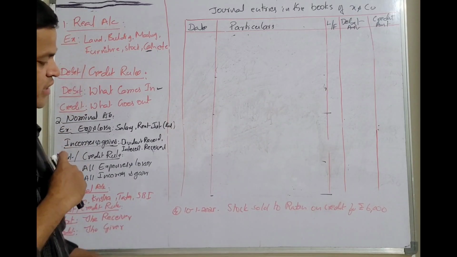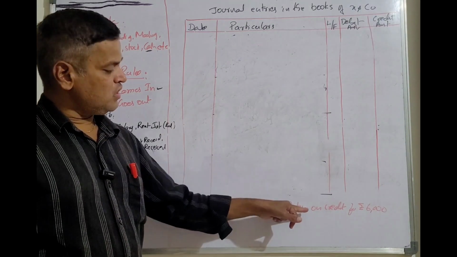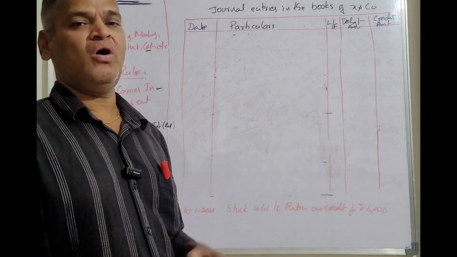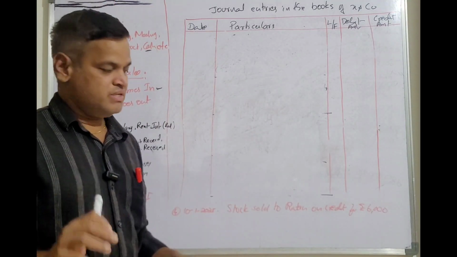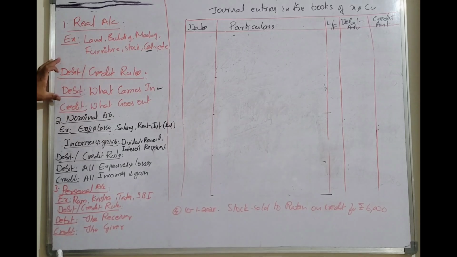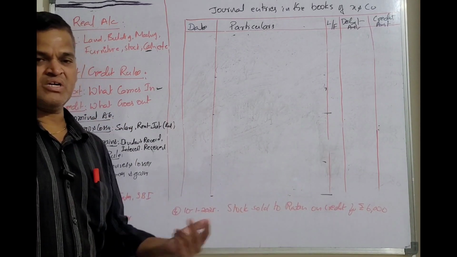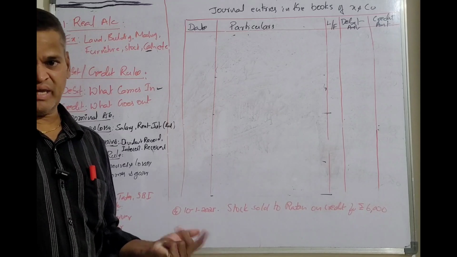On 10th January, stock sold to Ratan on credit rupees 6,000. It means we have sold the stock to Ratan on credit. We have not received the cash. This is a transaction. Now we'll check according to real account debit. What comes in? In this transaction, is there any asset which is coming in? No. We are not receiving cash.